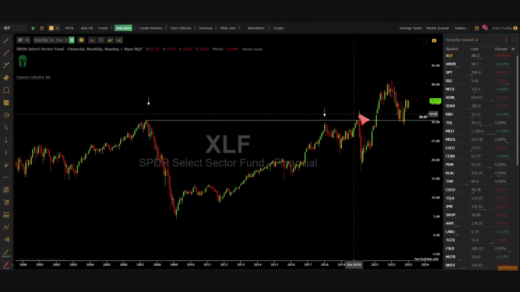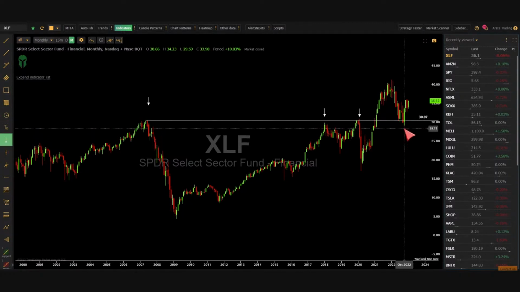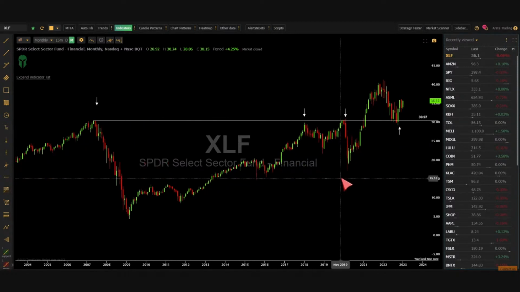And now what we're going to do by seeing this is break down and then rallies up. What happens? Support becomes what? Or resistance becomes what? Support. This is one of the reasons why I was so interested in the financial space.